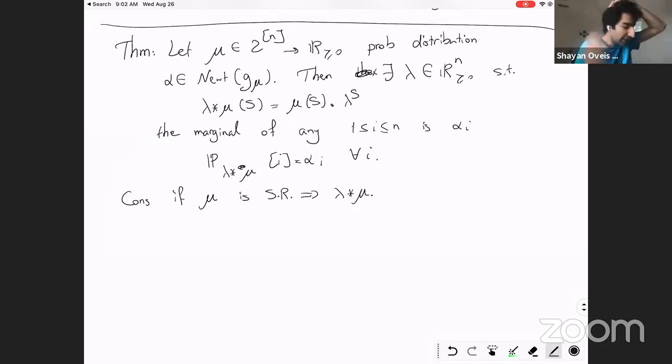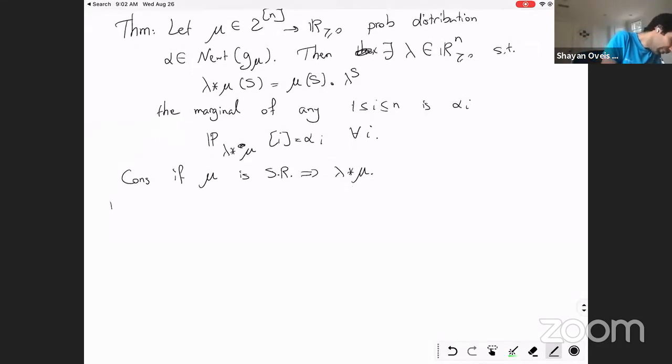There is one also tricky thing. I'm not going to get into it. In general, you have to be careful whether alpha is on the boundary of the polytope or is inside the polytope. If it is on the boundary, you may not get marginals of alpha exactly, but you can get arbitrarily close to it. So if alpha is on the boundary, you may want to push it a little bit inside the polytope and apply the same field. Okay, but I'm not going to get into those technicalities.